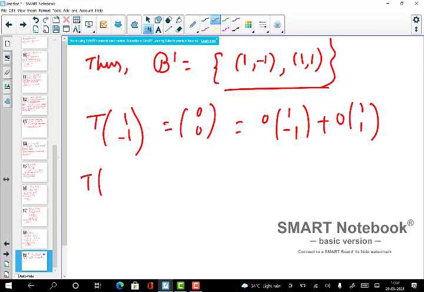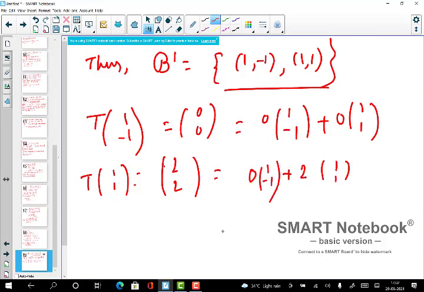Now the other one: T sends (1, 1) to (1 plus 1, 1 plus 1), right? That is (2, 2). But (2, 2) means what? It means 2 times (1, 1) plus 0 times (1, 0), right? So the matrix representation with respect to the basis B dash will be what? It is [0 0; 0 2]. See, this is exactly the matrix we are talking about.